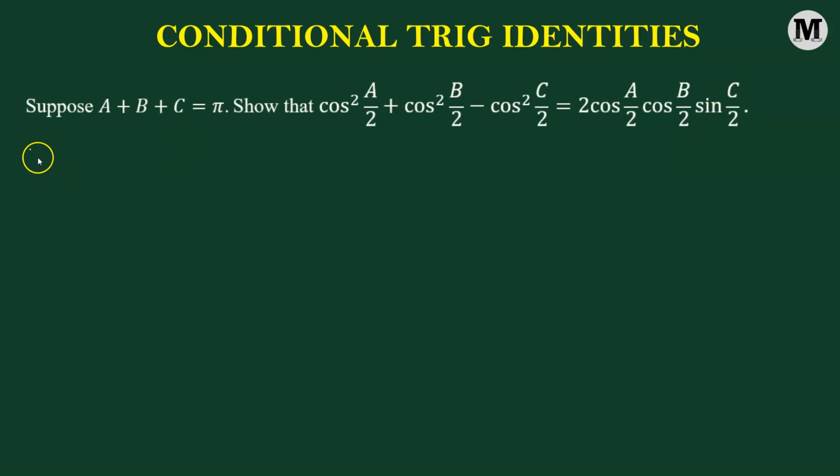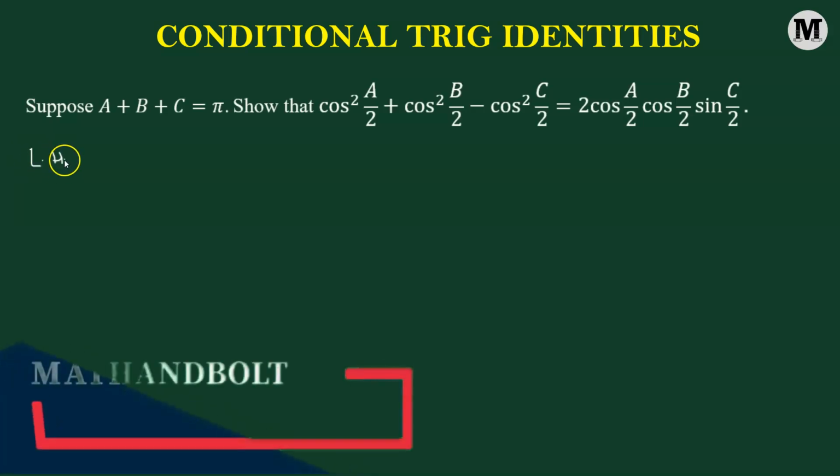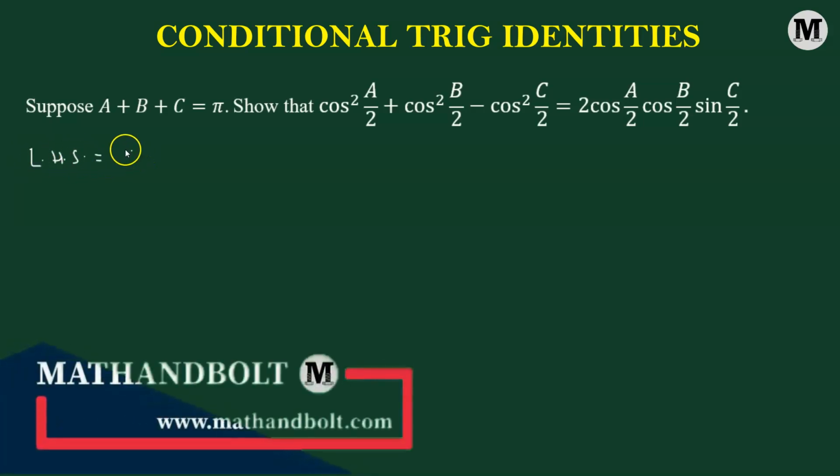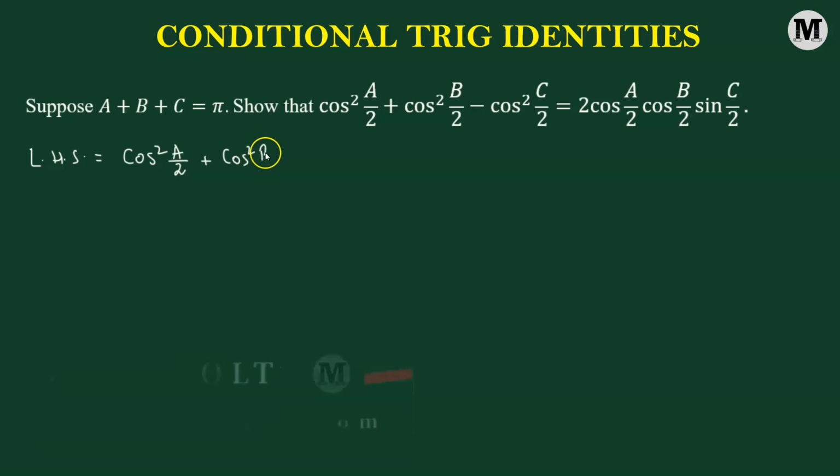We'll start our proof from the left hand side. So here on the left hand side, let's rewrite the expression. We have cosine squared a over 2 added to cosine squared b over 2 minus cosine squared c over 2. So first, we are going to convert cosine squared b over 2 to the sine equivalent by taking the help of the identity.